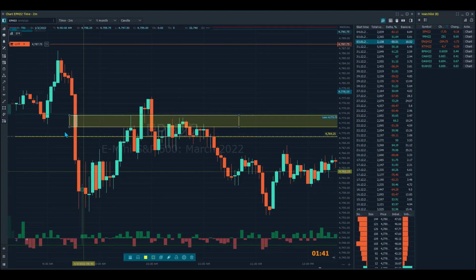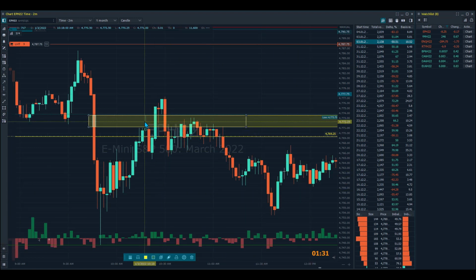Dropped, made the block, dropped, came back to the block, dropped, broke the block, then broke back down, then hit the block again and dropped for a good trade. Here was a good rejection trade right here. You should have been able to catch that one.